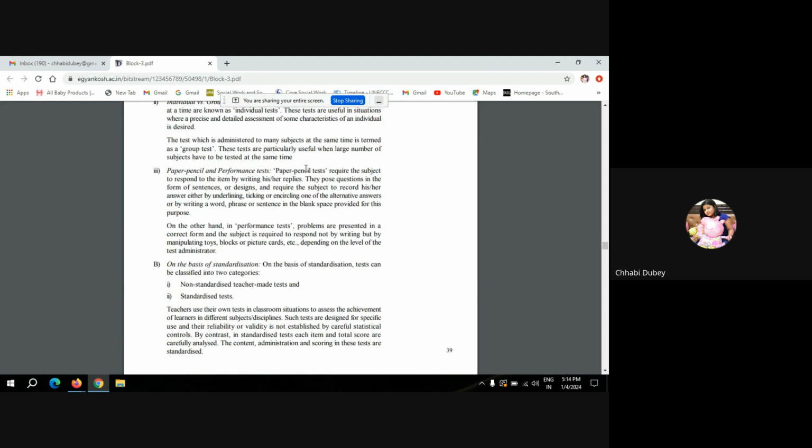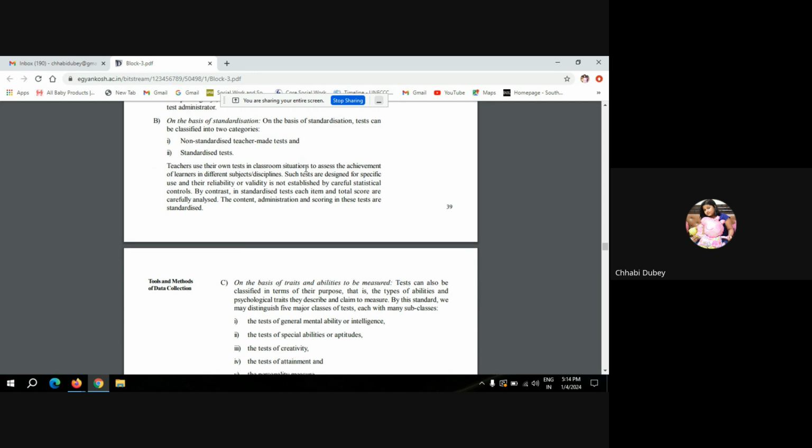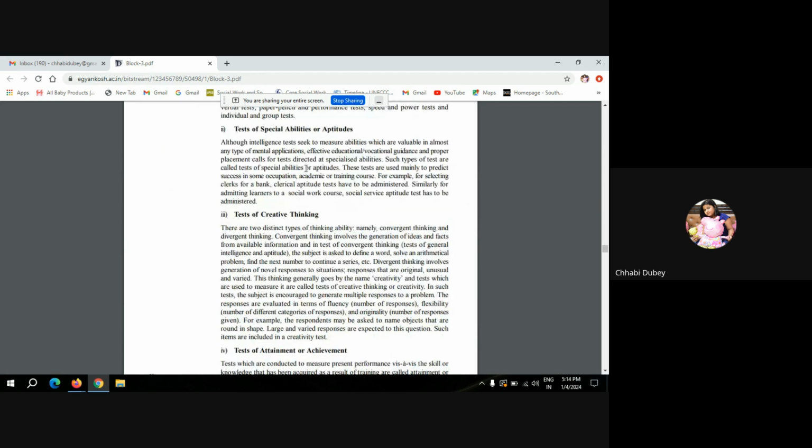Then, on the basis of standardization, tests can be divided into the non-standardized teacher-made tests, and then there can be certain standardized tests as well. On the basis of traits and abilities to be measured, we can have the test of general mental ability or intelligence, tests of special abilities, tests of creativity, tests of attainment, and finally the personality measures.